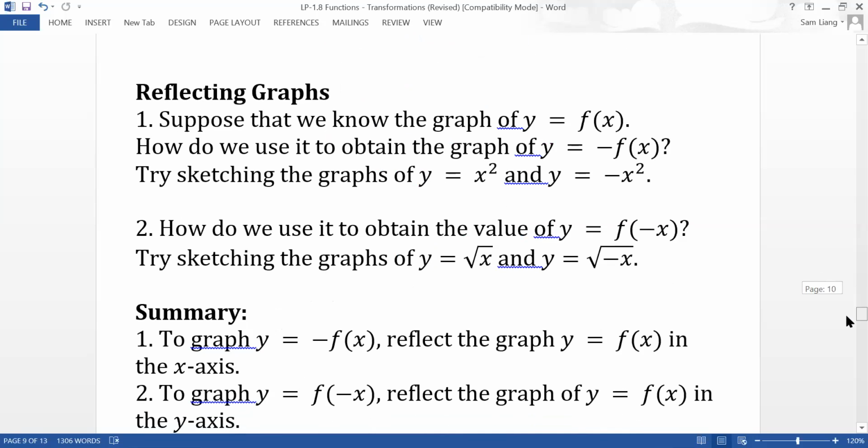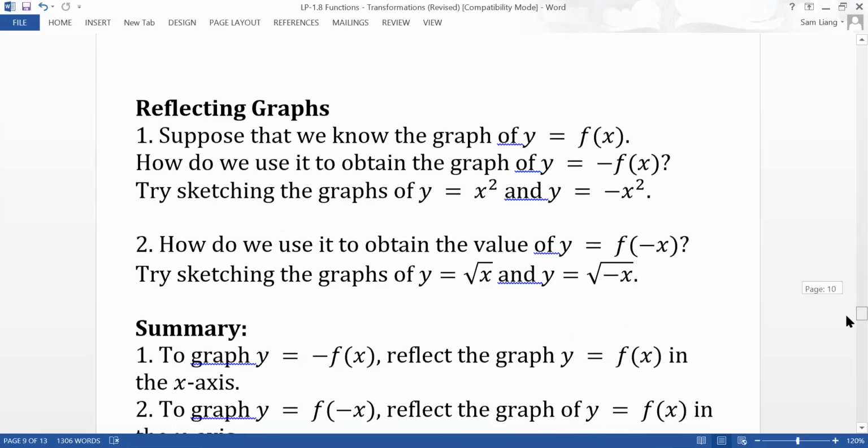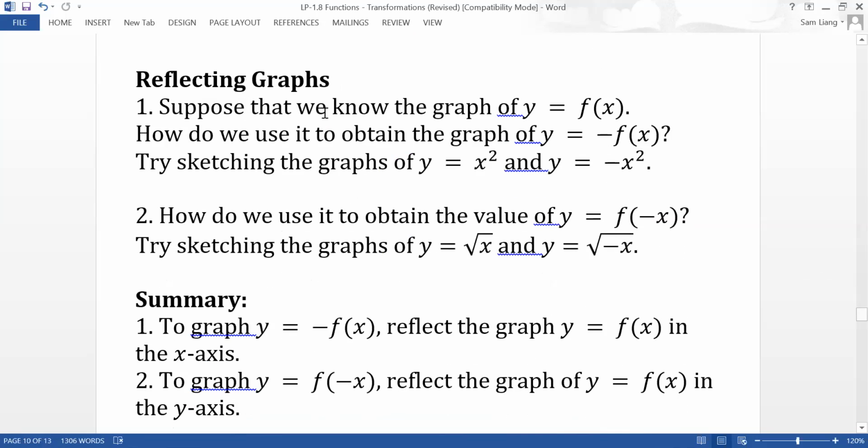All right, next we'll talk about reflections. So reflecting graphs. Suppose that we know the graph of y equals f of x. How do we use it to obtain the graph of y equals negative f of x? Try sketching the graphs of y equals x squared and y equals negative x squared. And how do we use it to obtain the graph of y equals f of negative x? Try sketching the graphs of square root of x and square root of negative x.